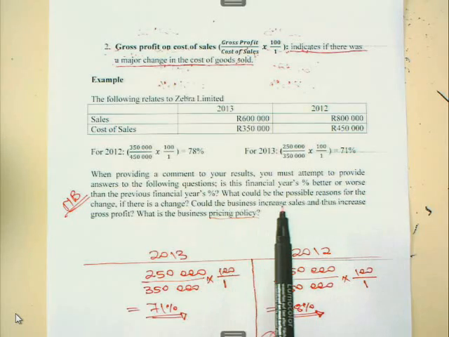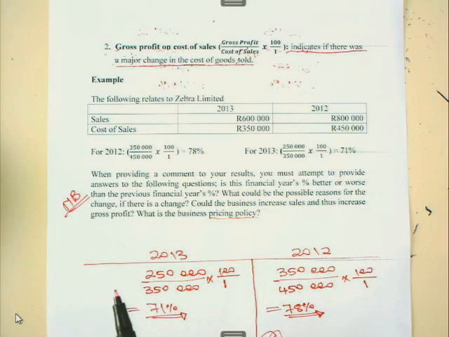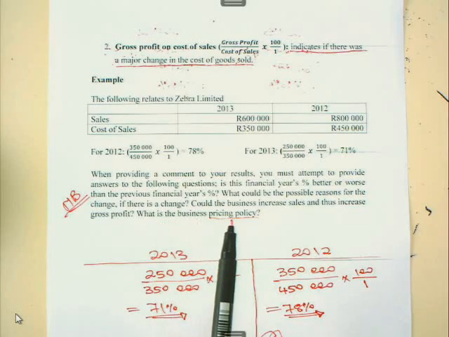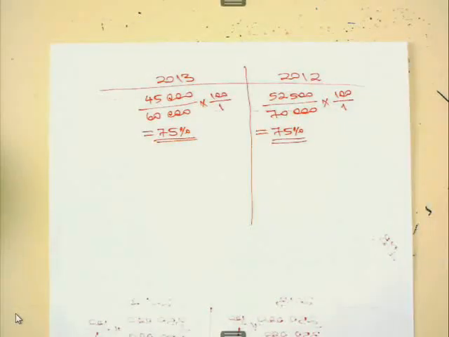Could the business increase sales and thus increase the gross profit? That is possible. Every business will increase its sales if it wants to increase the gross profit. What is the business pricing policy? When you calculate this, you must also check the business pricing policy. It might be we have also remained constant as far as prices are concerned, and therefore that does not have a change in the gross profit.